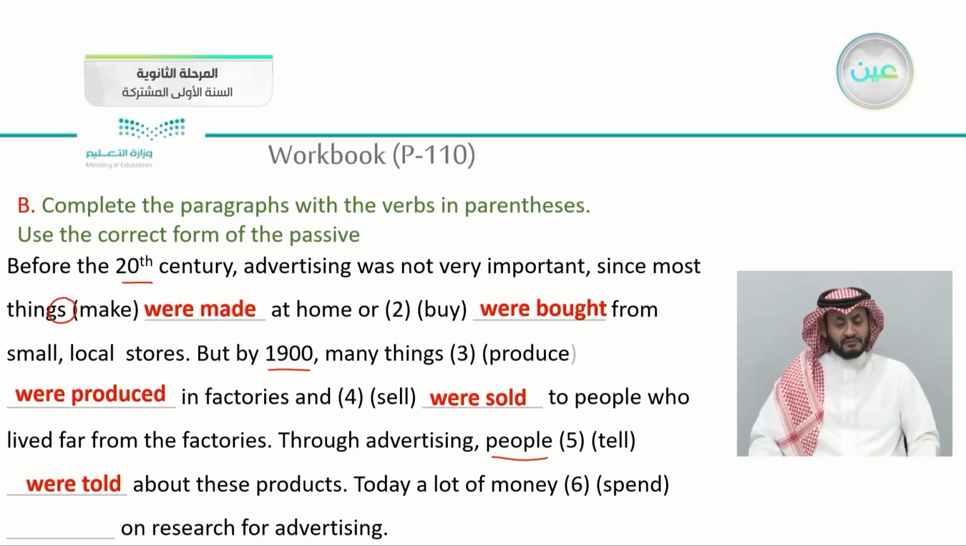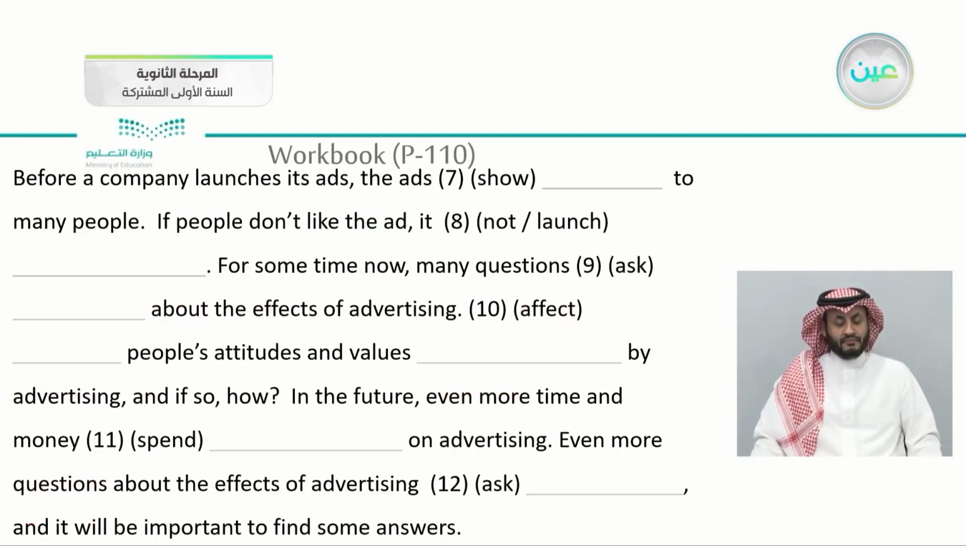Today. Now here, we are in the present tense. Today, a lot of money spent on research for advertising. Money, singular, so we will use is spent. Is spent on research for advertising. Let's continue. Before companies launch their ads, the ads, we're speaking about things that we do nowadays, show, so are shown. Not one, more than one, show, so shown. Are shown to many people.